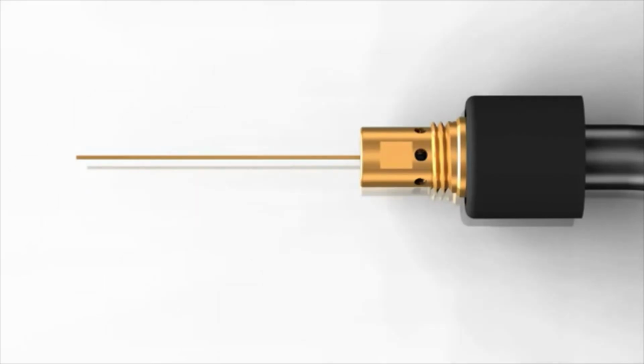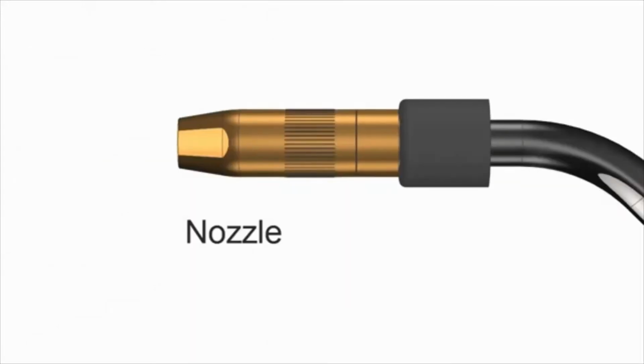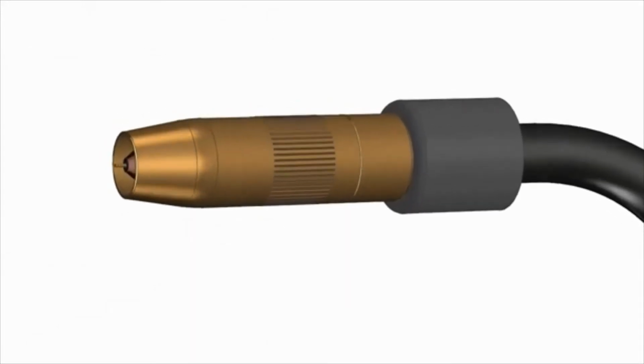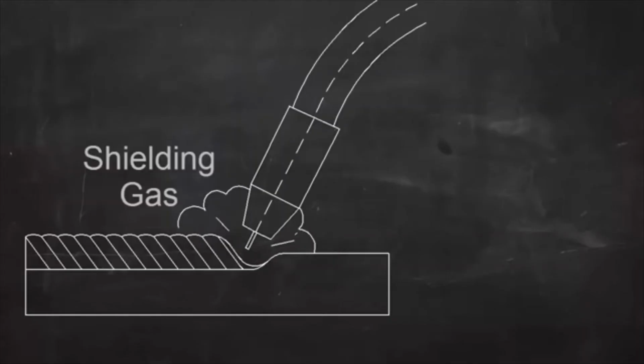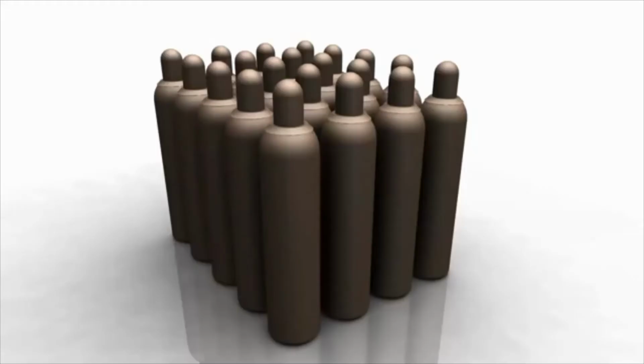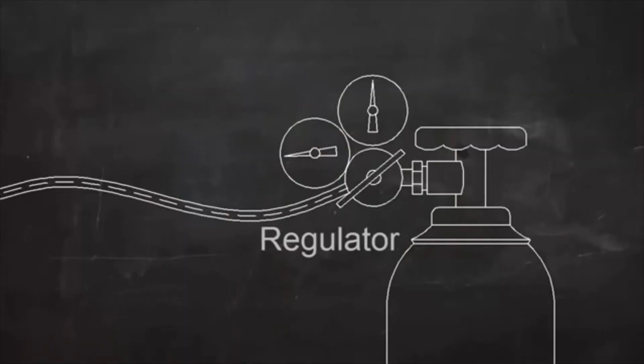Shielding gas is also fed through the welding lead. It goes through a gas diffuser and flows out of the nozzle. This shielding gas, which is often a mix of argon and CO2, protects the molten metal from reacting with oxygen, water vapor, and other things in the atmosphere. The shielding gas is stored in high-pressure cylinders like these. The pressure is reduced to a usable level by a device called a regulator.